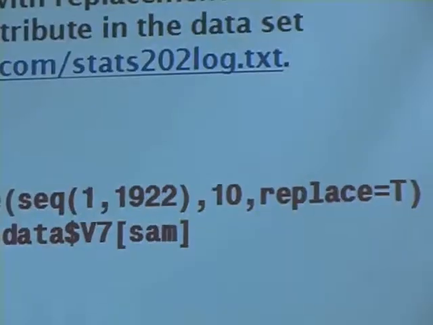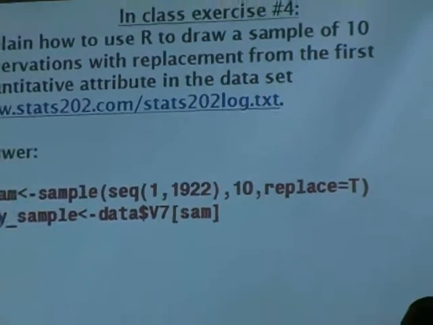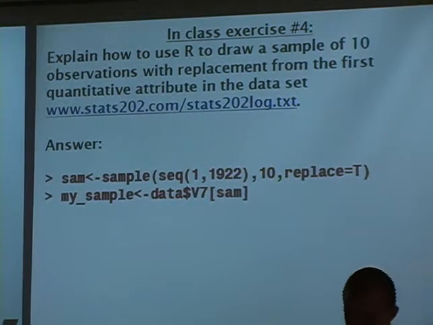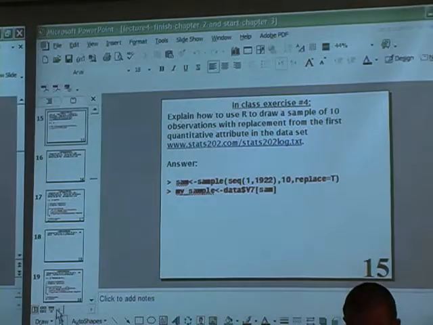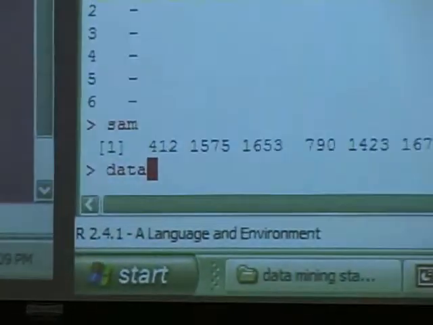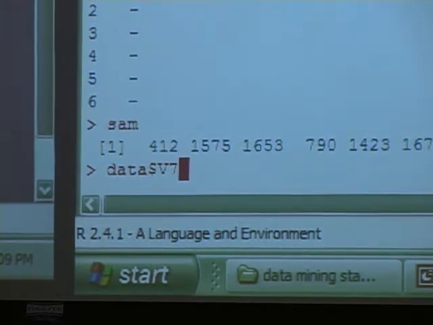the question said, draw a sample from the first quantitative attribute. Now, if you remember that data set, it turns out the 7th column is the first one that R thinks is quantitative. It's not really quantitative. data$V7 will give you the 7th column, because the names of the columns are like V1, V2, V10, et cetera.